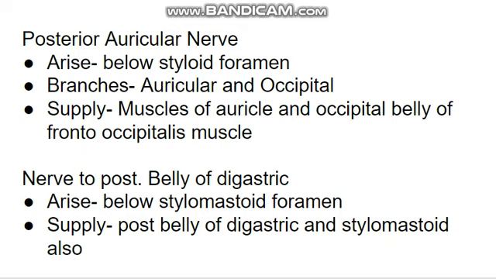Posterior auricular nerve arises below stylomastoid foramen and it has 2 branches, auricular and occipital, which supply muscle of auricle and occipital belly of fronto-occipitalis muscle. Nerve to posterior belly of digastric arises below stylomastoid foramen and supply to posterior belly of digastric and stylohyoid muscle also.